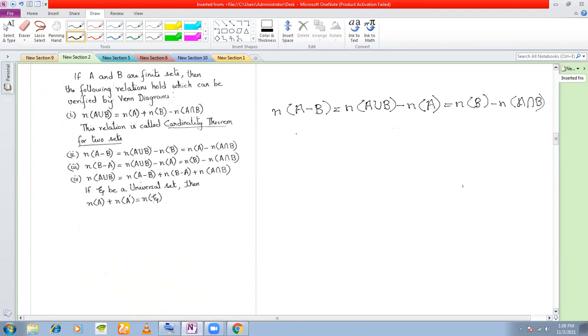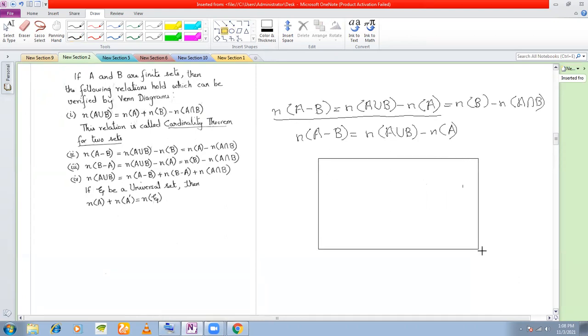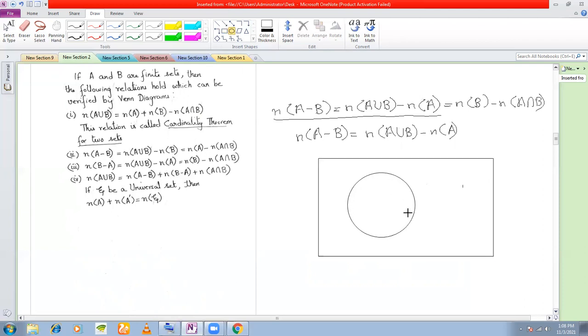Look at this one first, or look at these two first. Then I will go to the other one. Cardinality of A minus B is equal to cardinality of A union B minus cardinality of A. How do you check this relation with the help of a Venn diagram if you are not able to remember? Draw two overlapping sets, A and B. This is your universal set.